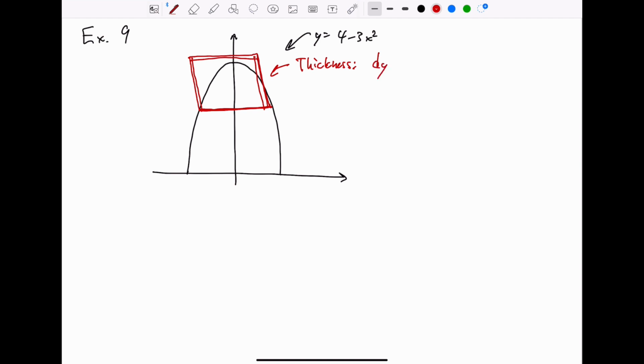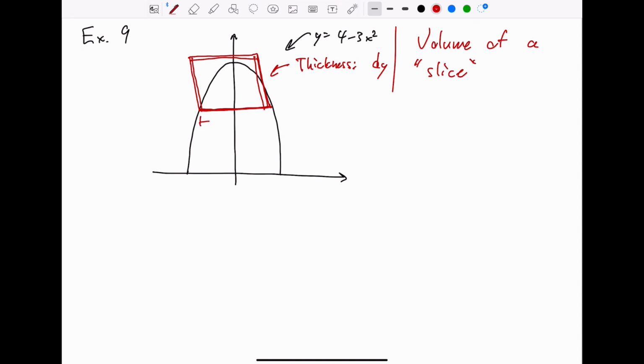And if I can find an expression for the volume of this slice, then I can integrate in terms of y. So I'll integrate from 0 to this height of 4. I can integrate to find the total volume. So my main goal here is to find an expression for the volume of this representative slice. Now, what are the dimensions of this slice? Well, we know that it's a square.